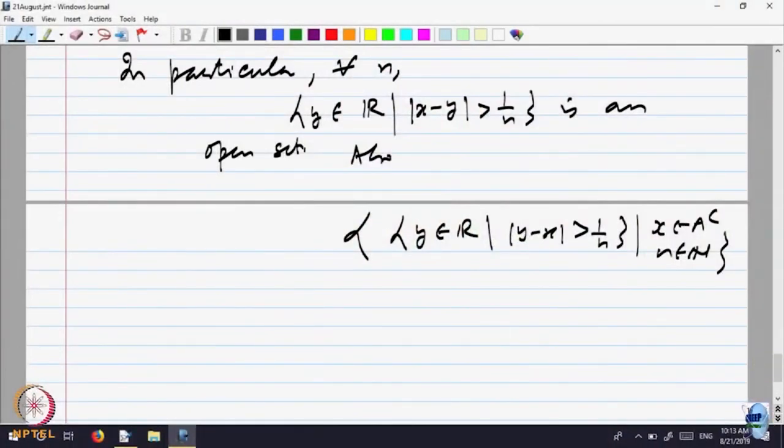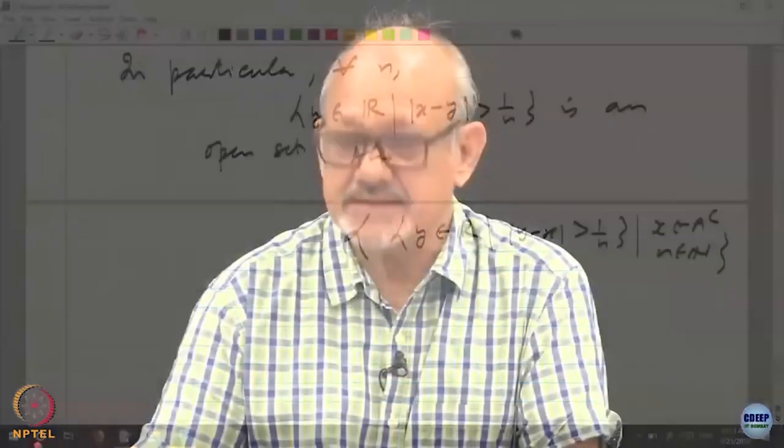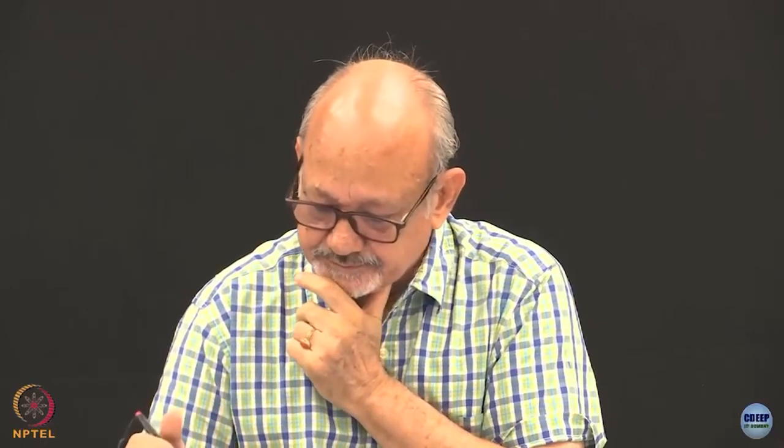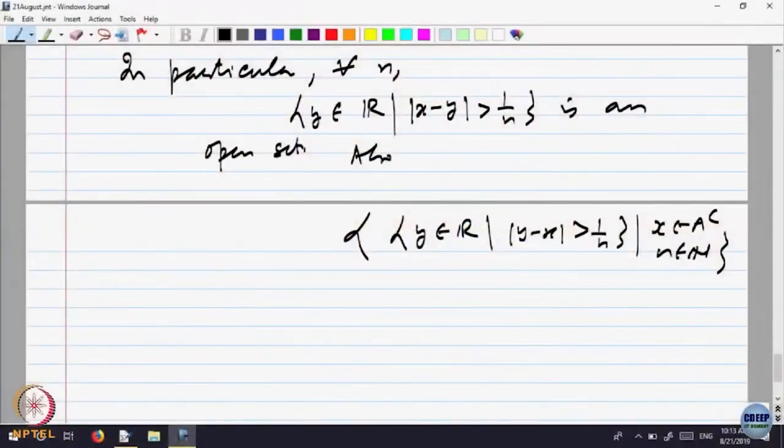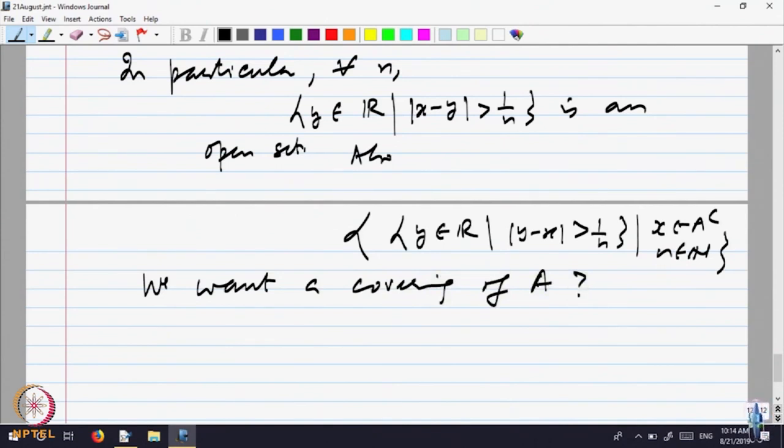I have got a set A, okay. I am looking at A complement. So, if x is in A complement, then all things which are bigger than 1 over n are open sets, okay, and x is in A complement. So, from here I want a covering. So, we want a covering of A from these things. So, what could be a family which will give me a cover of A? Getting some idea, anybody has?